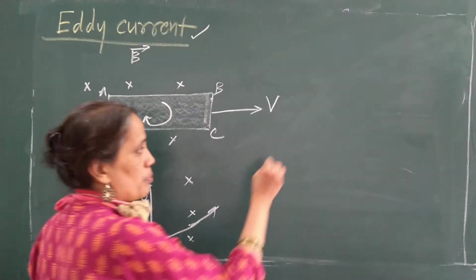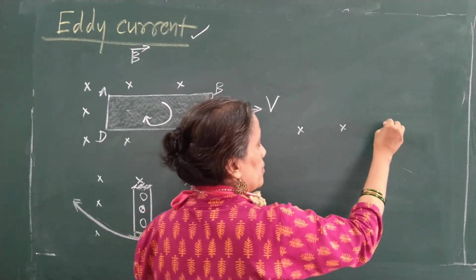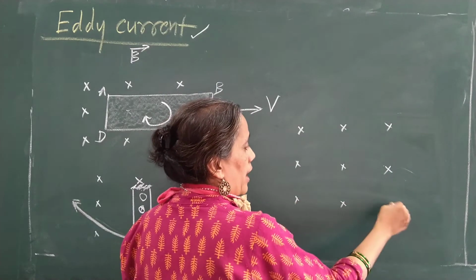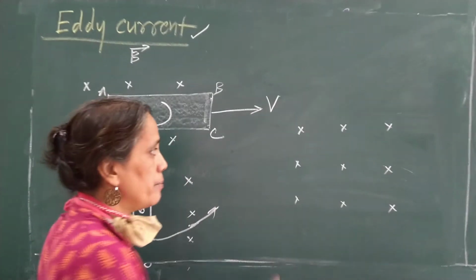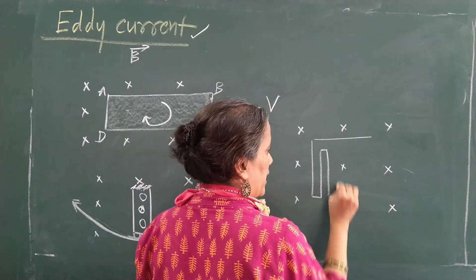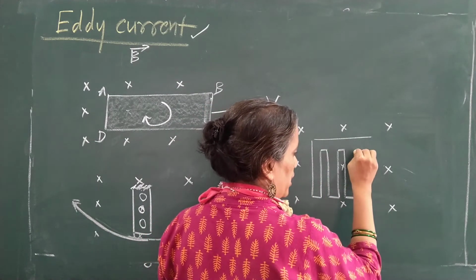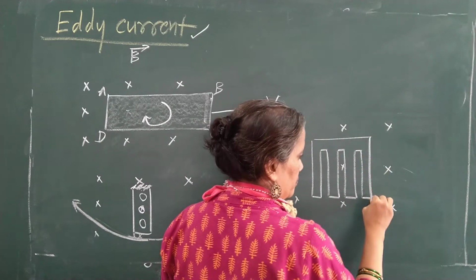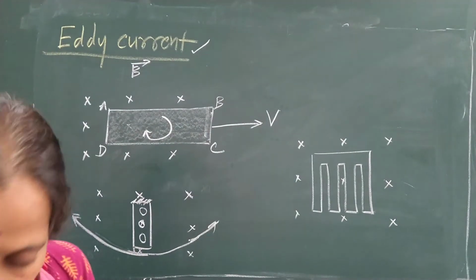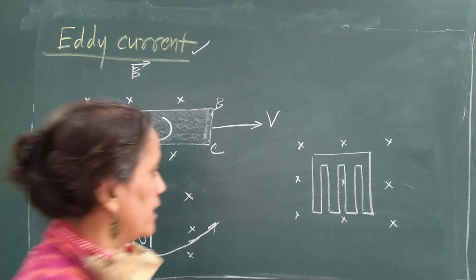Then there is a third point. That is, if I consider again a uniform magnetic field, and now I am taking a solid metallic plate in the form of slots, in that manner I have taken a slotted solid metallic plate. Now why is it so? There is a reason. Now what is the reason behind that?